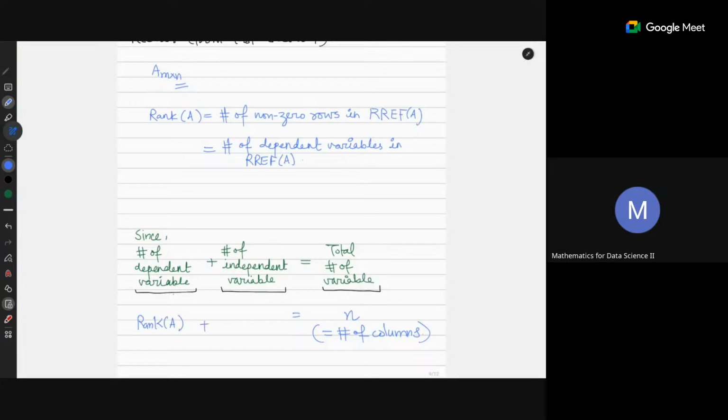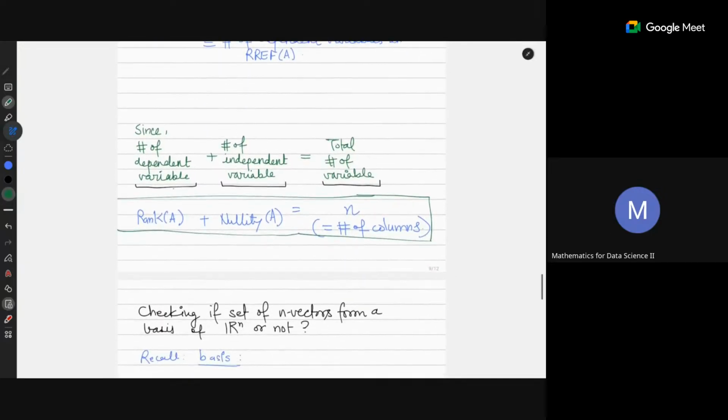And what do we call the number of independent variables? Nullity. Nullity of A. So what we have proved is that rank of A plus nullity of A is equal to N. This theorem is called the rank nullity theorem. Rank of A plus nullity of A is equal to the number of columns of A, which is N in this case.